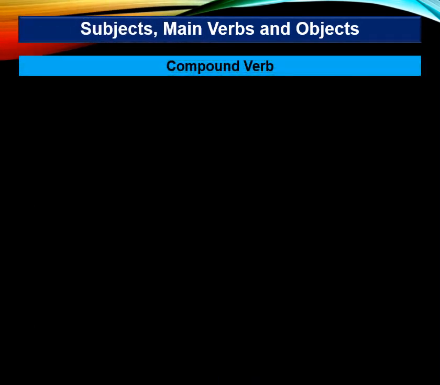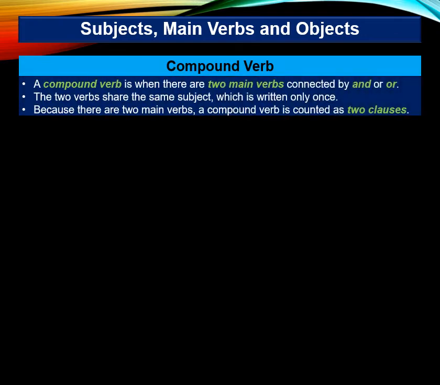Now, what about compound verbs? A compound verb is when there are two main verbs connected by and or or. The two verbs share the same subject, which is written only once. Because there are two main verbs, a compound verb is counted as two clauses.